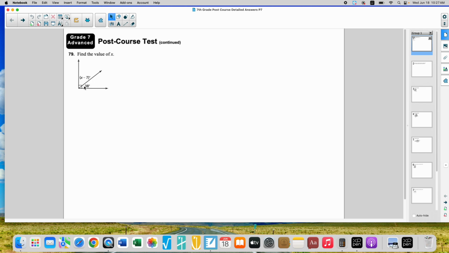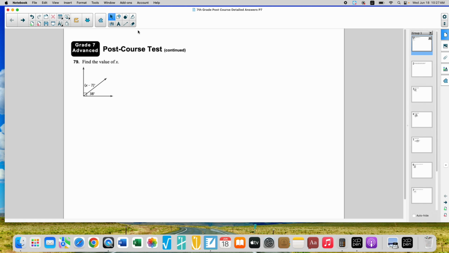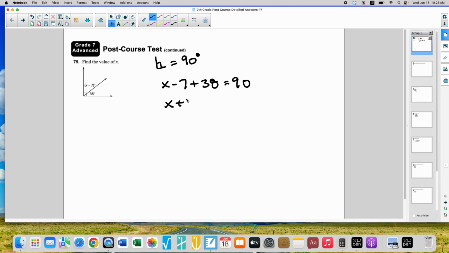What we have to notice here is that this is a right angle. A right angle always equals 90 degrees. So the sum of these two angles should equal 90 degrees. So x minus 7 plus 38 should equal 90. We always want to simplify first. If we combine negative 7 and 38, we get 31. Now we subtract 31, and that gets us 59 degrees. So find the value of x, not this angle: x is going to be 59 degrees.